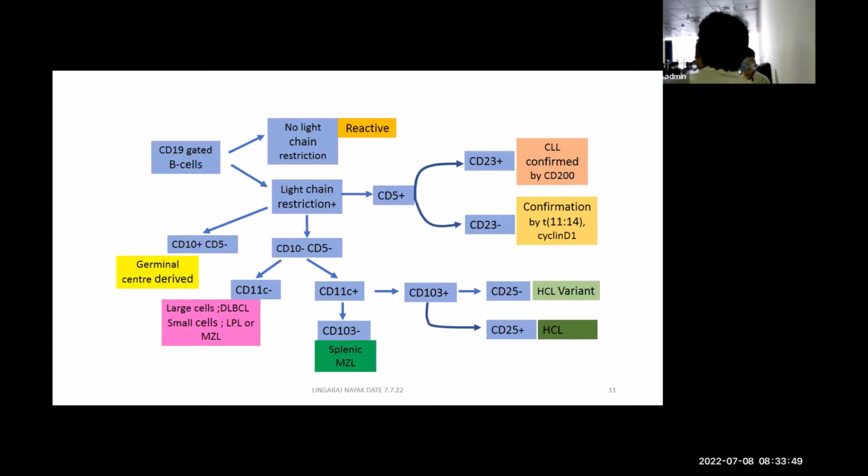Now, this is again a further simplification. How do you go about it? You can keep this slide. So first is CD19. You see light chain restriction. If light chain restriction is positive, it is clonal. Okay. And then you divide, as I said, CD5 positive.